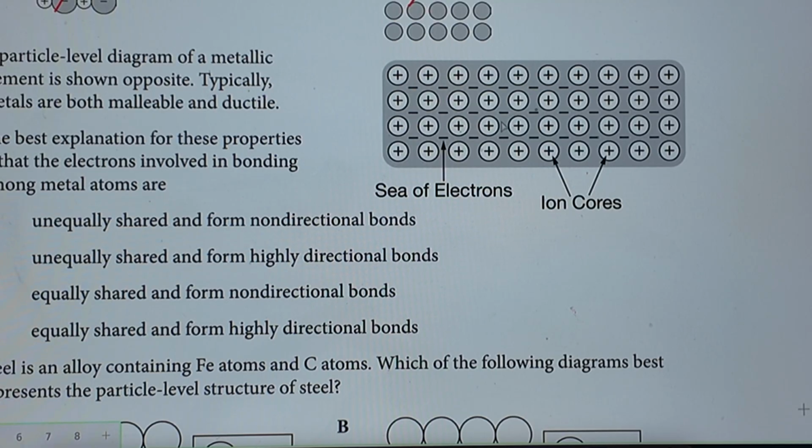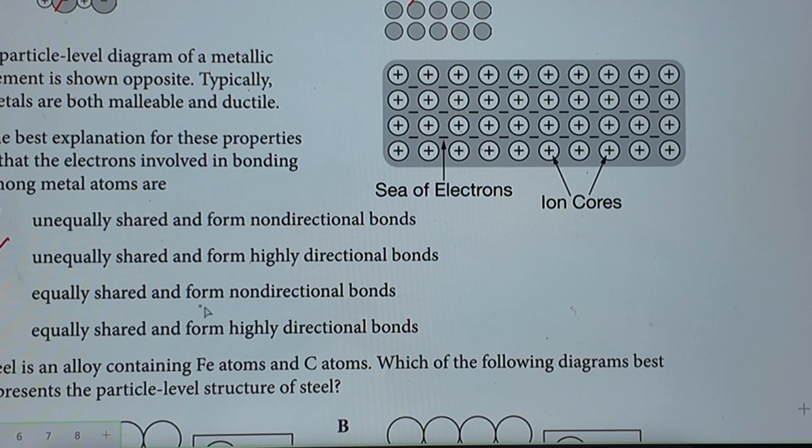Are they unequally shared? That doesn't look like the case, so I would cross out A and B. It does look like they are equally shared, all these negative charges up and down, right? And they form non-directional bonds, or they form highly directional bonds. So I think they form highly directional bonds, right? Because these bonds that they're forming are here, here, here, and here.